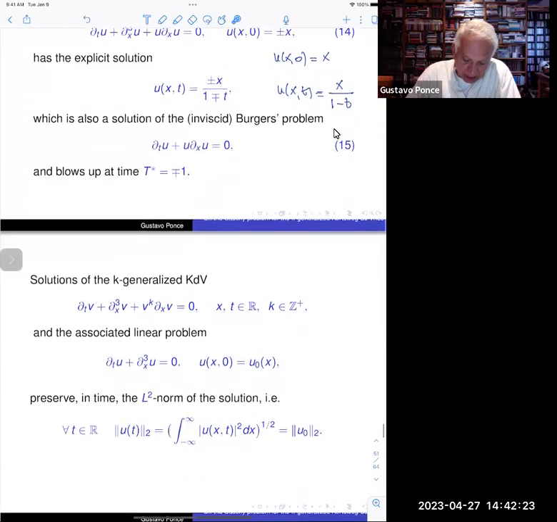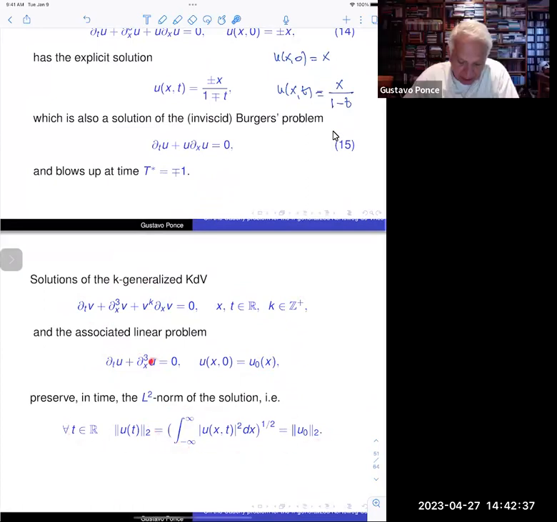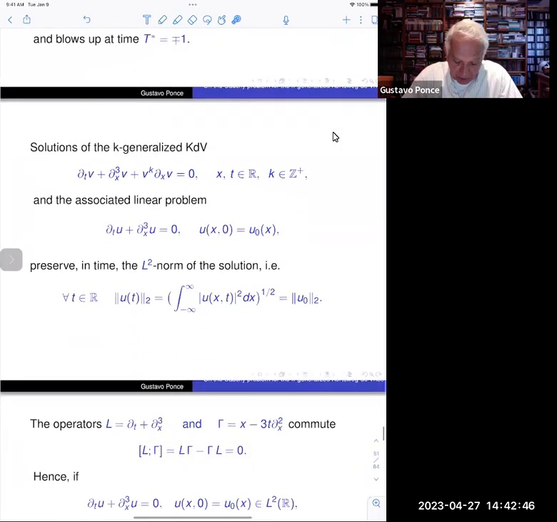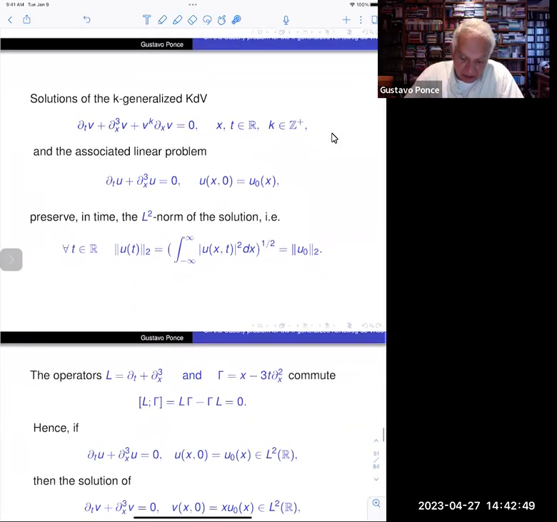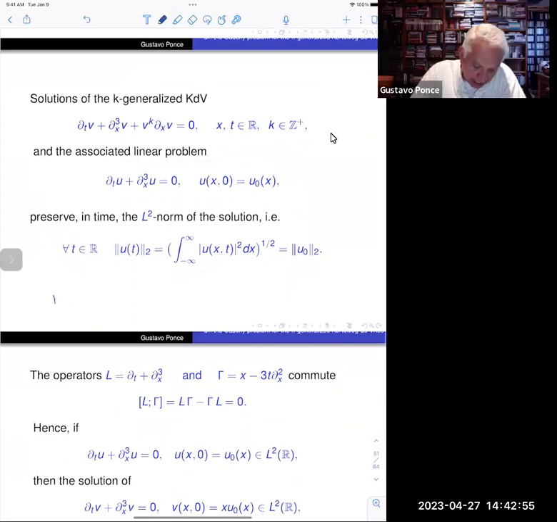Then, if you take a solution of the generalized KdV and you take a solution of the linear part, this dispersive part, now you don't have a nonlinear part here. They preserve the L2 norm. You multiply by u here, integrate by parts, and suppose that you have enough decay, then you prove this. Then you prove the L2 conservation of the linear part. And now let's try to see that decay of data is related with the smoothness of the solution.